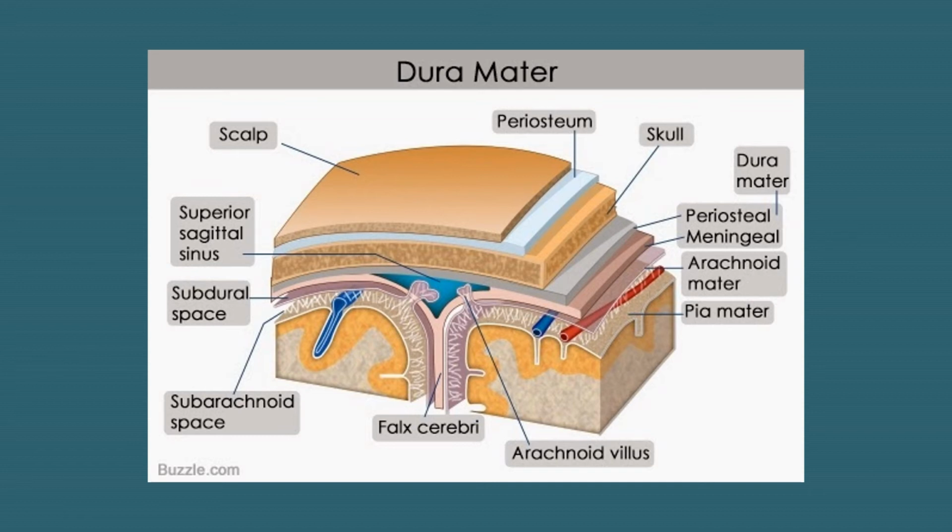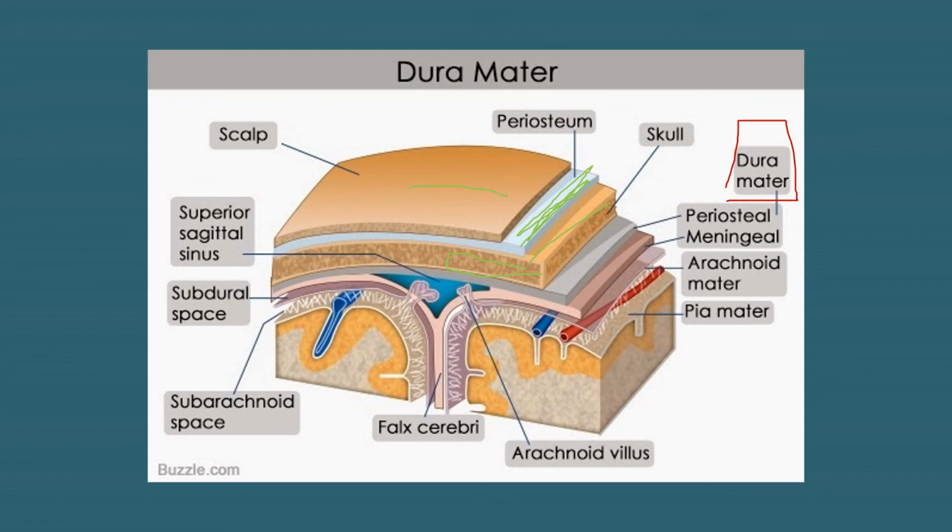And here we have our scalp, the periosteum. If we remember from 216, the periosteum is the sheath that covers bone, so it's the outer covering of bone. Here we have our skull, which is made up of spongy bone. And then we have the beginning of the Dura Mater. The Dura Mater is basically the meninges, or it contains the meninges.